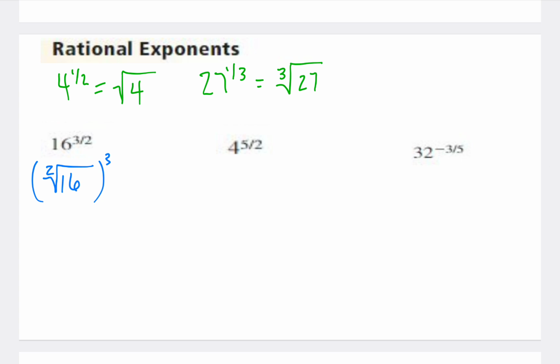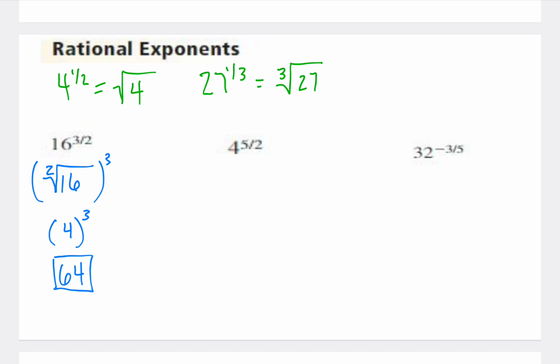When you rewrite it like this, now we can actually solve this. So the square root of 16 is 4. We're just going to take the positive answer. So 4, and then to the 3rd power. 4 to the 3rd power is 64. So 16 to the 3/2 power is 64. You do need to know how to do this without a calculator.